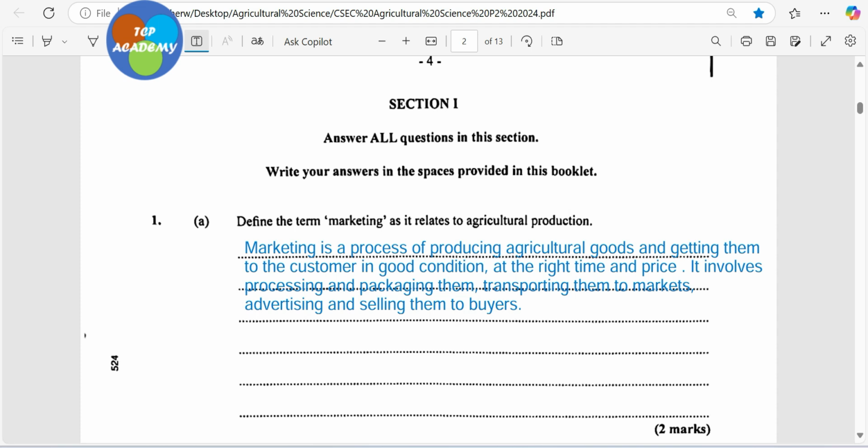Today we are looking at question number 1 of the 2024 May-June examination. I did promise that I'm going to be posting 2 other questions from that paper today. I'm not going to be looking at soil fertility because I think a lot of persons would have had a good grasp of that area of the syllabus.